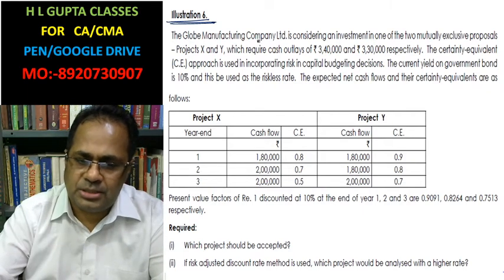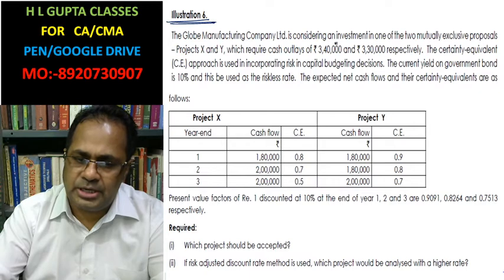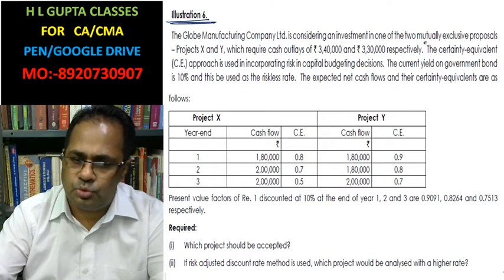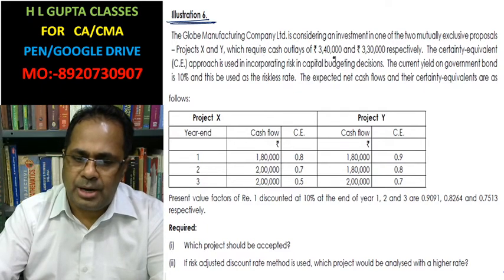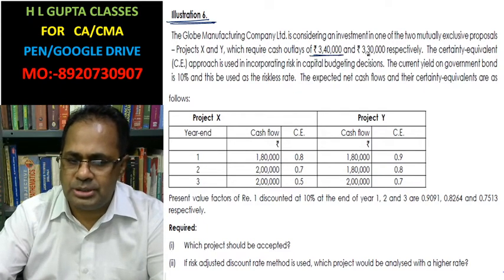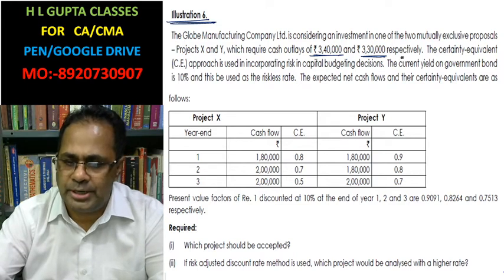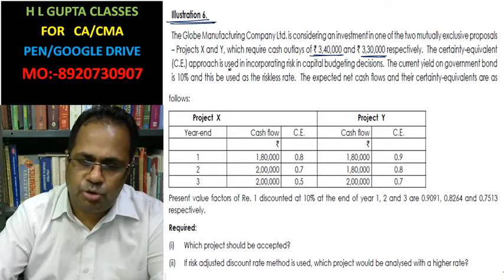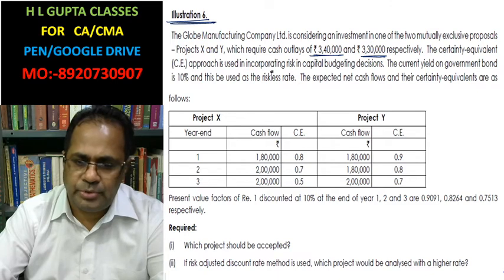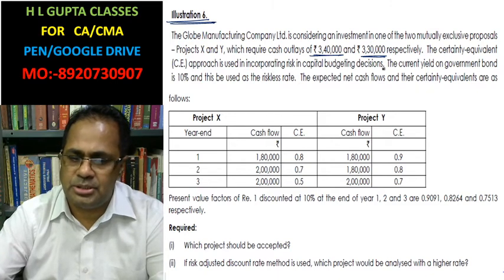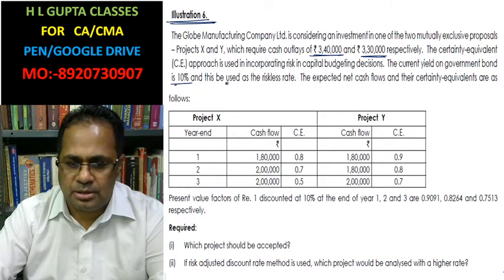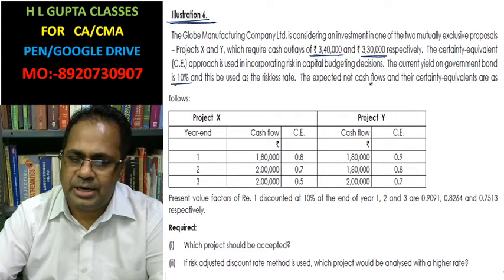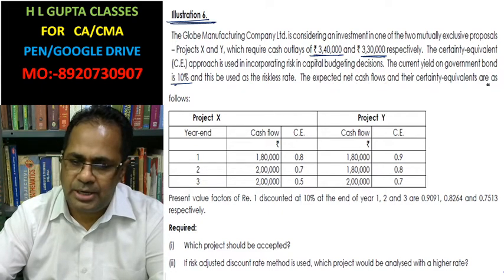The Globe Manufacturing Company Limited is considering an investment in one of two mutually exclusive projects, project X and project Y, with a requirement of rupees 3,40,000 for project X and 3,30,000 for project Y respectively. The certainty equivalent approach is used incorporating the risk of the capital budgeting decision. The current yield on the government bond is 10% and this is used as the risk-less rate. The expected net cash flow and their certainty equivalent are as follows.